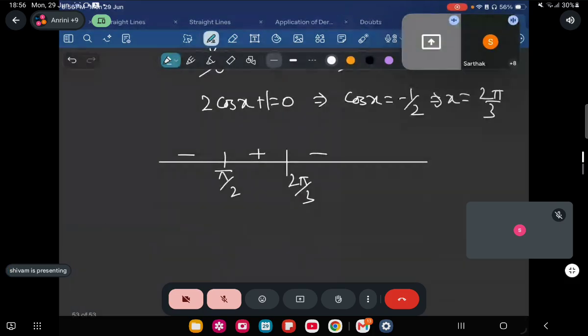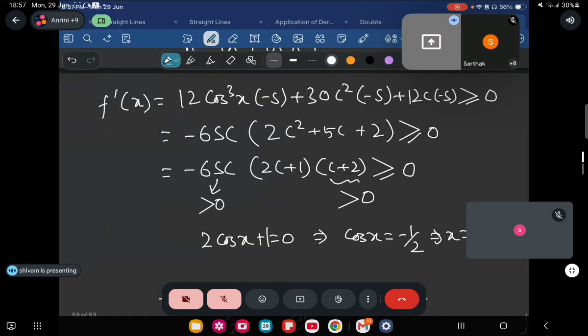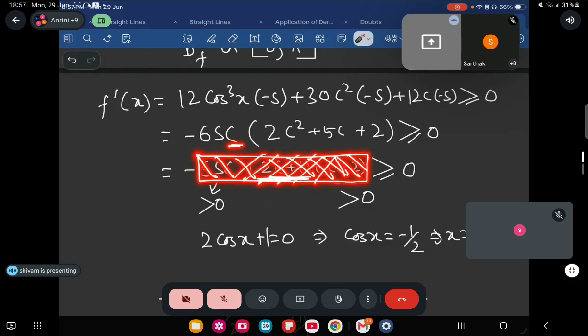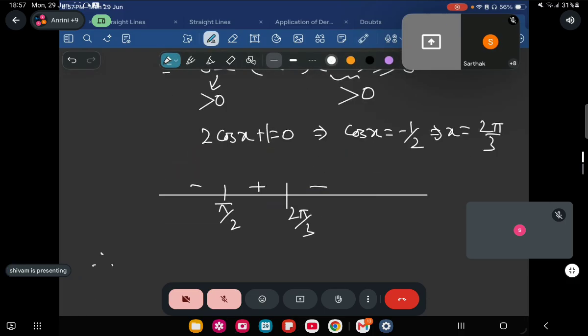Can you explain this concept, the sign change, Sarthak? Yes, before pi by 2, cos x is positive. 2 cos x plus 1 is also positive, right? So this whole expression is positive. Right, tell me, before pi by 2. But due to this negative sign, it will become negative, right or not? Tell me, Sarthak.